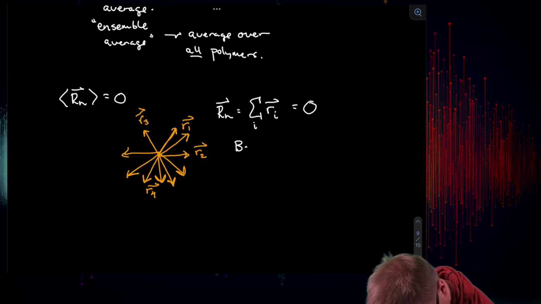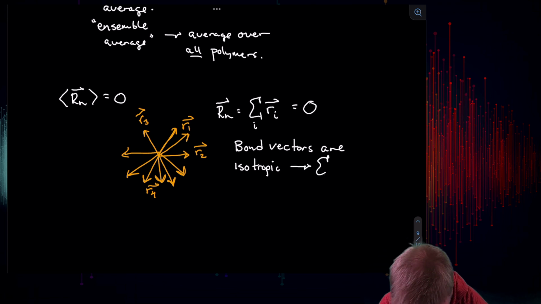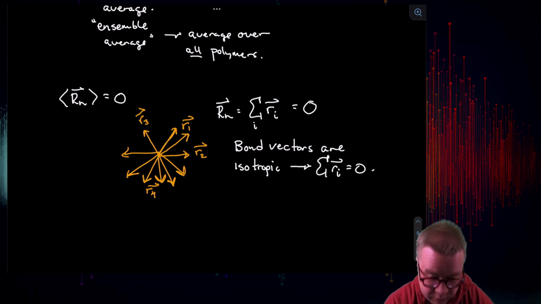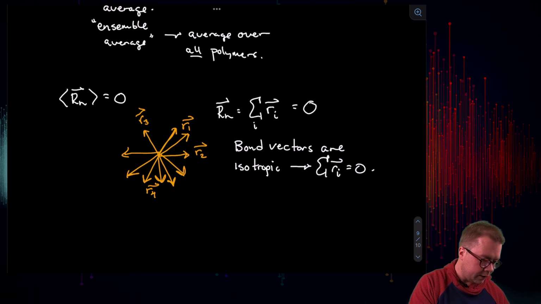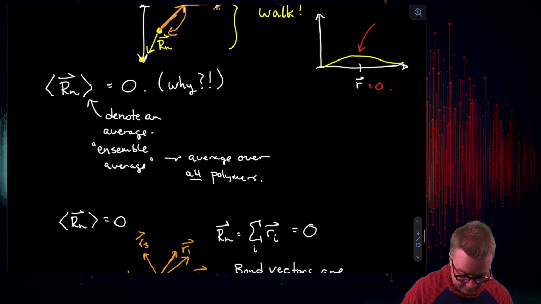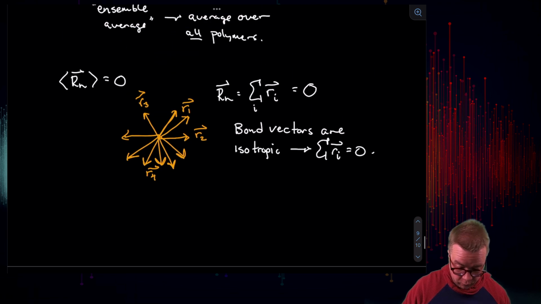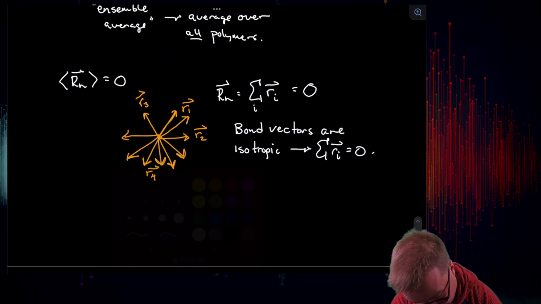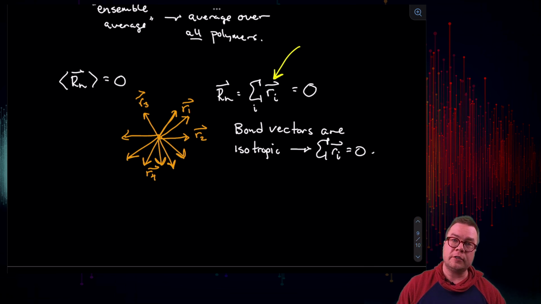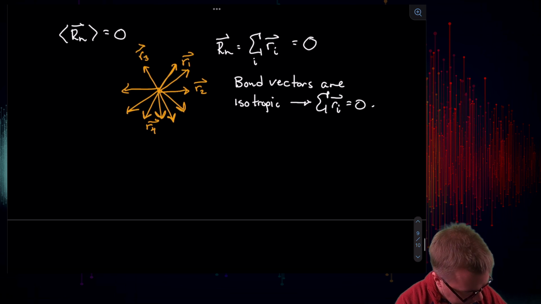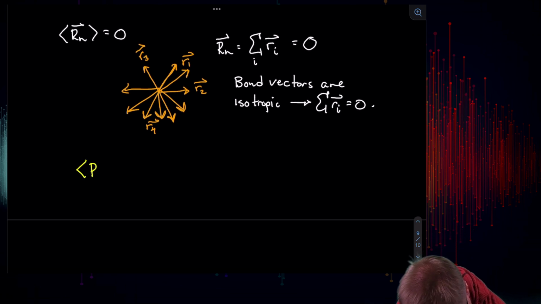So the bond vectors are isotropic, which means that the summation of the bond vectors equals 0 because they point in all different directions. So that's another way of getting that. Okay. So what can we do? Well, if we're getting 0 for this, because they're all pointing in different directions, why don't we just look at the sum of their magnitudes and see what that gives us? So instead, let's look at this thing.